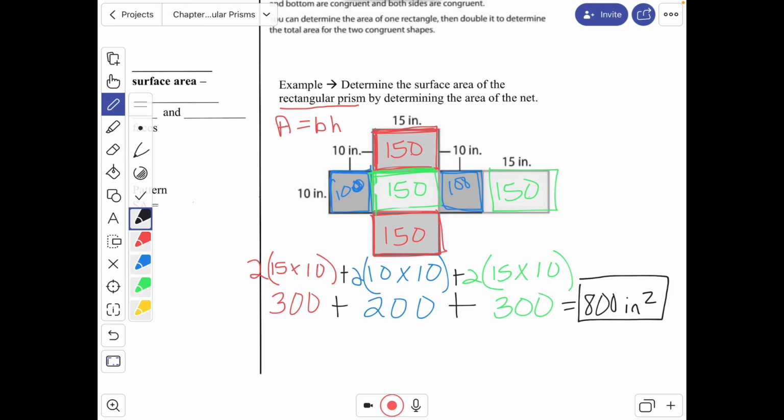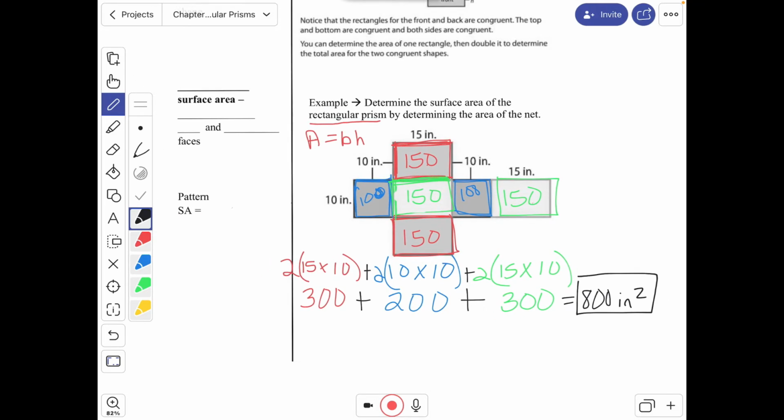Okay, so there's kind of a pattern. If you'll see, we used every number twice. 15 got used twice, and 10 got used twice, and then the other 10 also got used twice. So there's a little bit of a pattern if you see it.